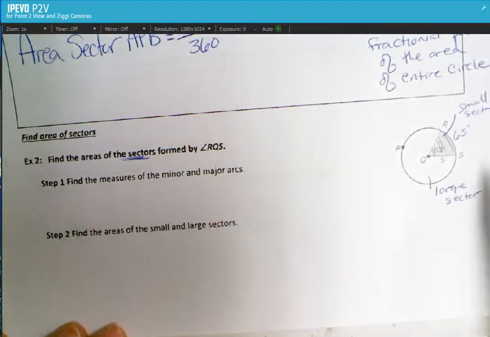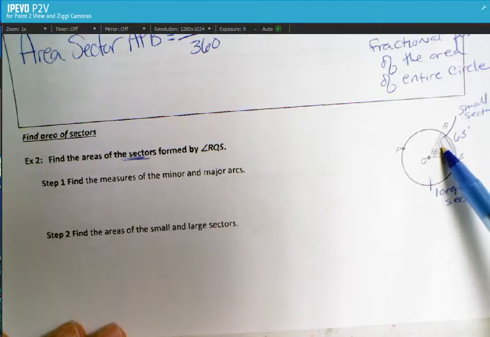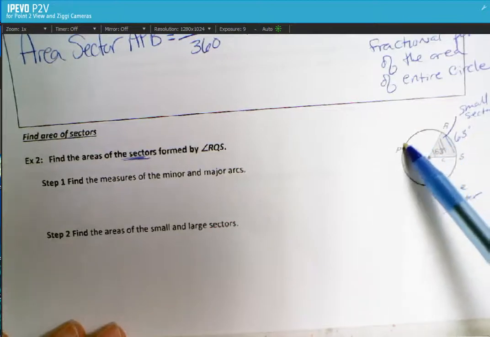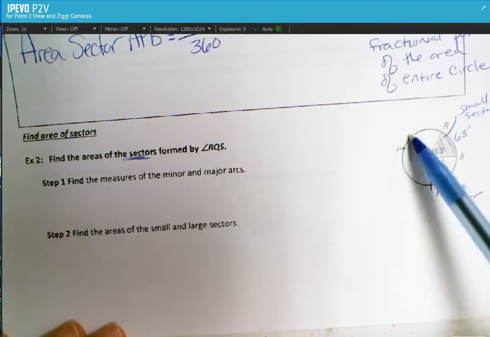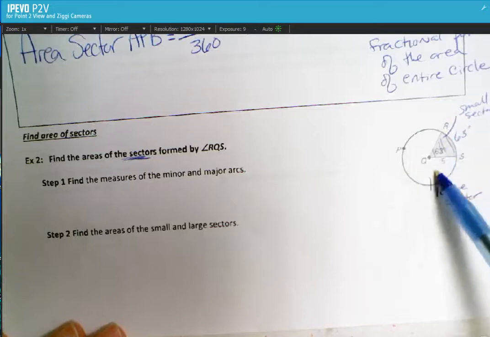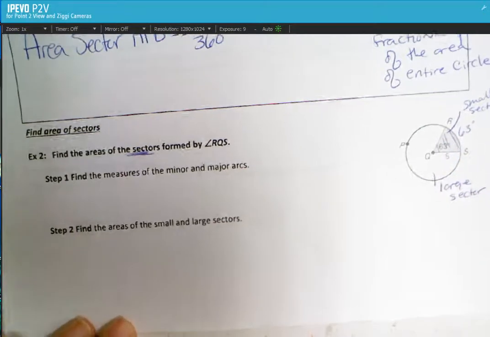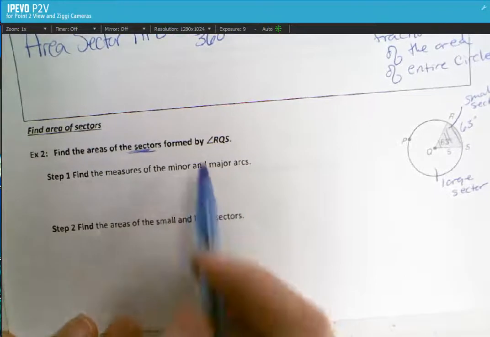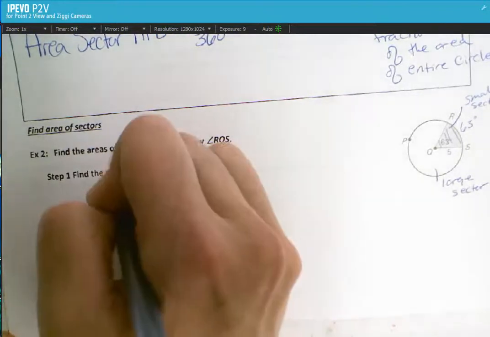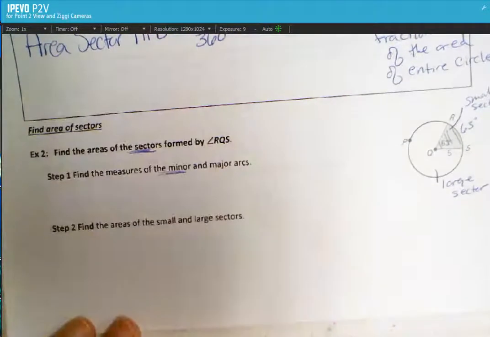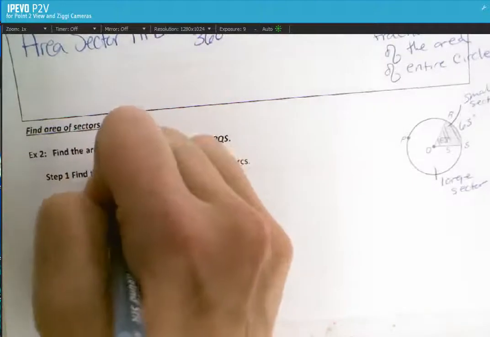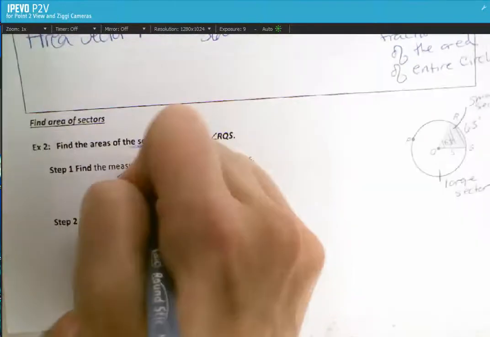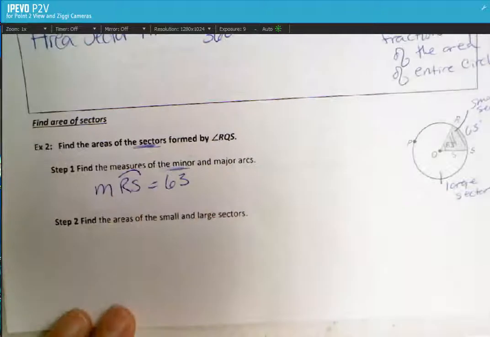I can easily find the small sector area and subtract it from the circle's entire area to find the large sector area. So let's find the measures of the minor arc. We don't need the major arc, but we can take a look at it. So I know the measure of arc RS, in degrees, is equal to 63.